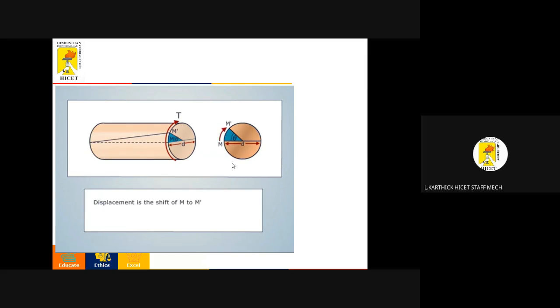And what is the displacement? Initially, the point M is placed here. Once we start applying the torsional load, it will try to move the position of the point, but one end of the shaft is fixed and the other end tends to move. So there will be distortion. Here the point M is moved to another position called M dash. This is called displacement.